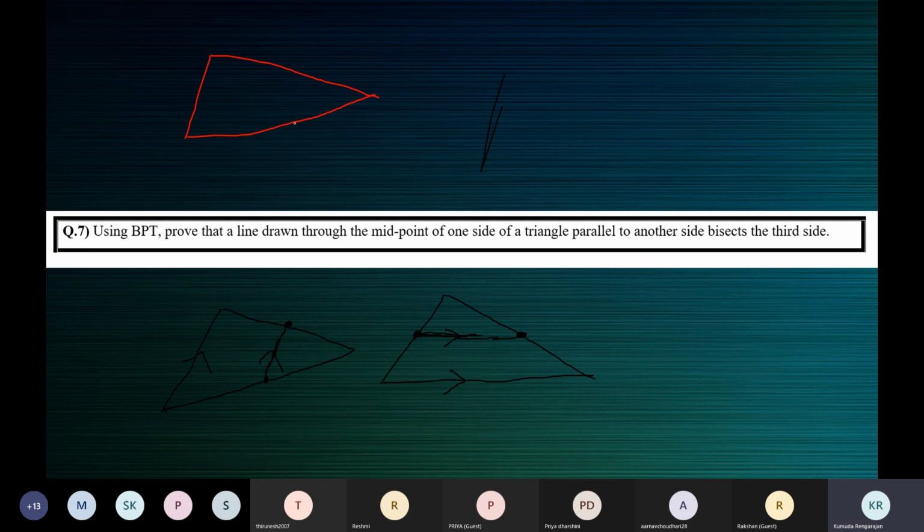Now, supposing you want to go parallel to this side of the triangle. So if this is the midpoint of this side, you have to go like this.